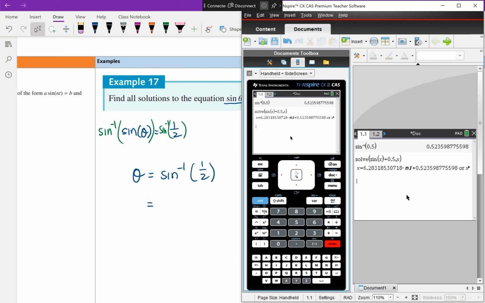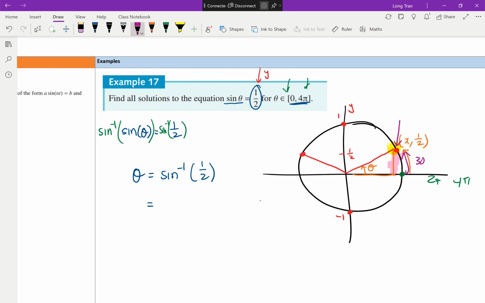But based on our calculations, the first point that will equal half is right here. That's the first one, and we knew the first one was 30 degrees, or pi on 6. So the first one is pi on 6. You start off at 0, and you went up by pi on 6, because we know sine of pi on 6 will give you half. This is where you now use symmetry properties.